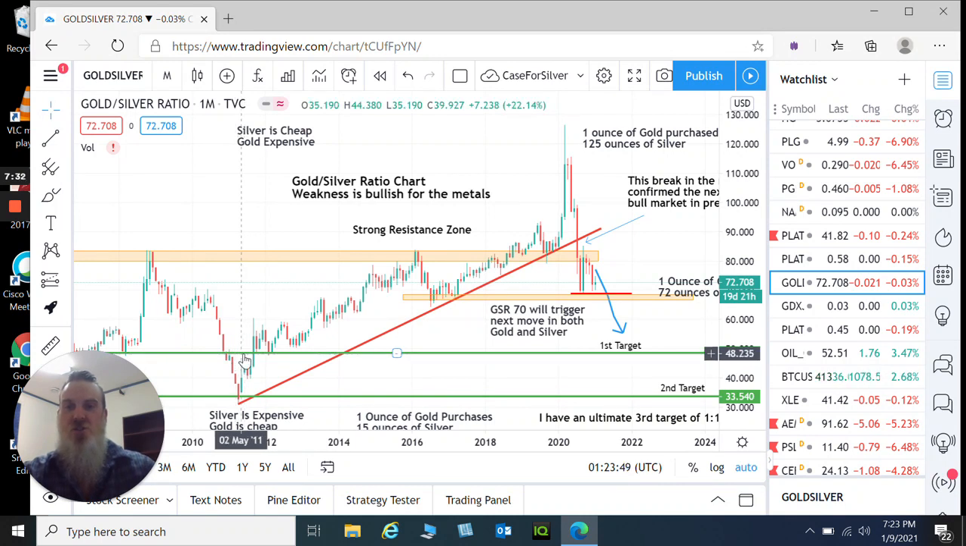2011, right? This is when we hit the peak in 2011. Then we started going up, so this is where we had 50 bucks silver and $2,000 gold. This is where it happened. And then boom, the bear market. So you can see in a bear market, the GSR, the gold silver ratio, goes up. It's not good for the metals.